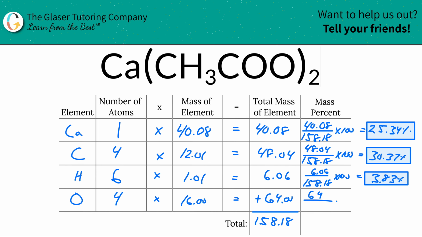All right, and then last but not least, oxygen. So 64. I'm not going to put all the zeros because obviously it doesn't make a difference. It might make a difference for sig figs, but you know how I feel about that. Who cares? So this is then 40.46%. So those would be the percentages of each single element in that compound of calcium acetate.